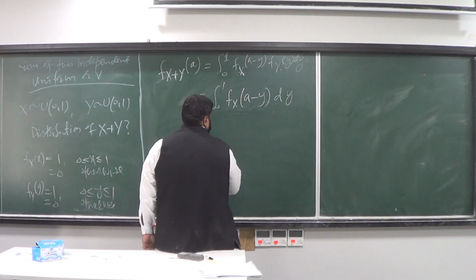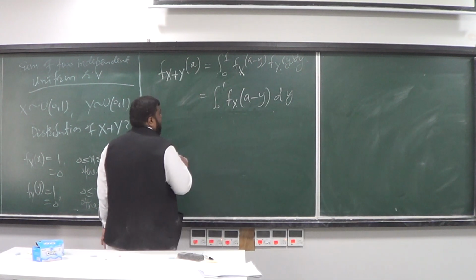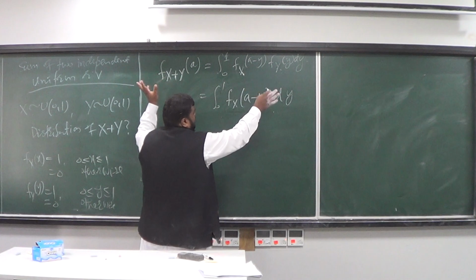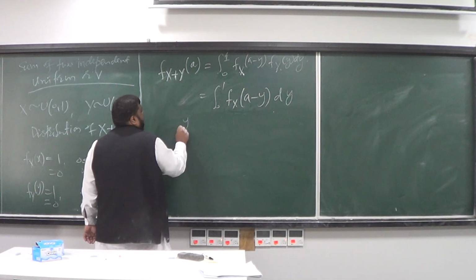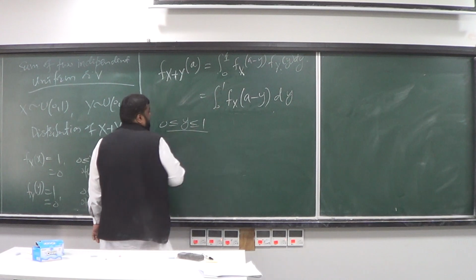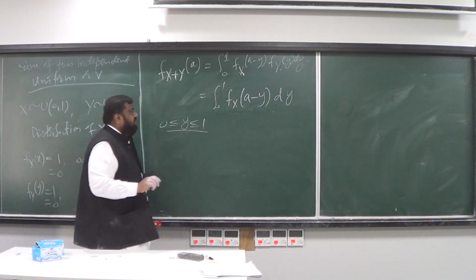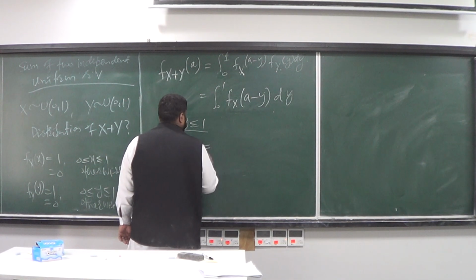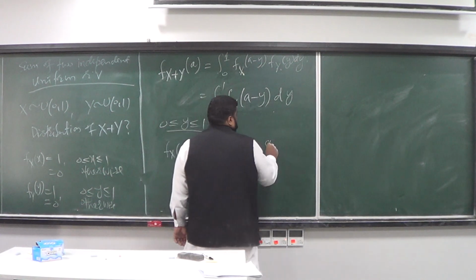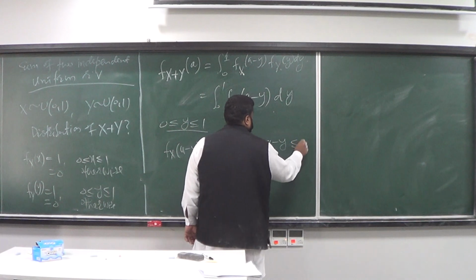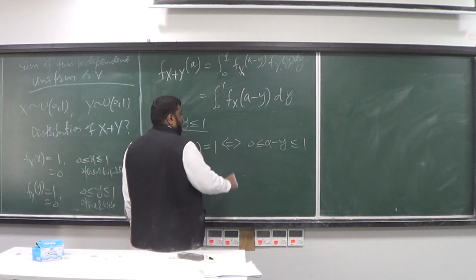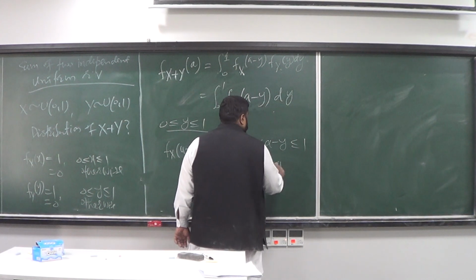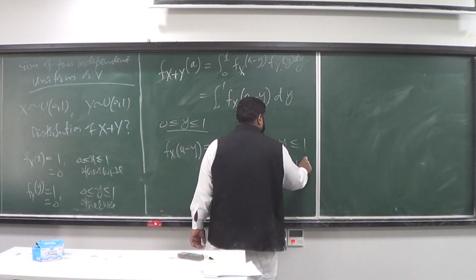Here are the key things that we have to take into consideration. Consider that y has a kind of universal constraint, that it is always between 0 and 1. Secondly, f_X(a minus y) is equal to 1 if and only if a minus y is between 0 and 1. So this is true, and this means that a should be between y and 1 plus y.